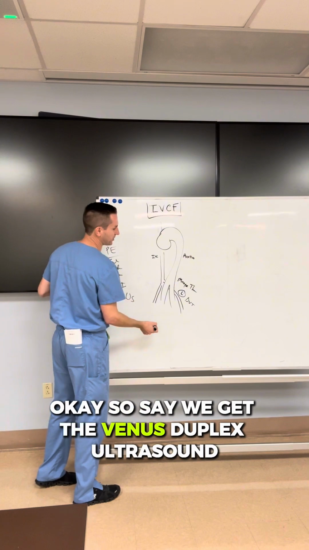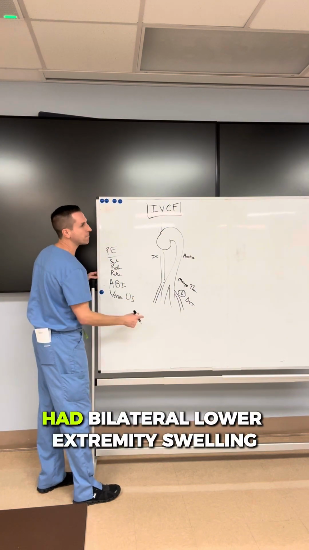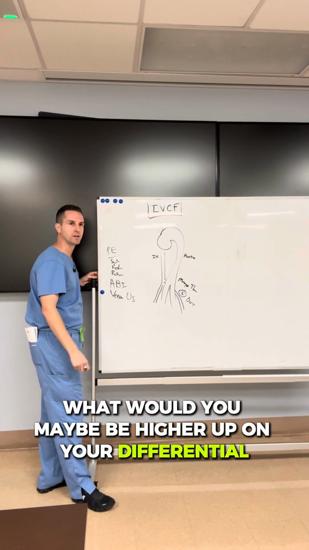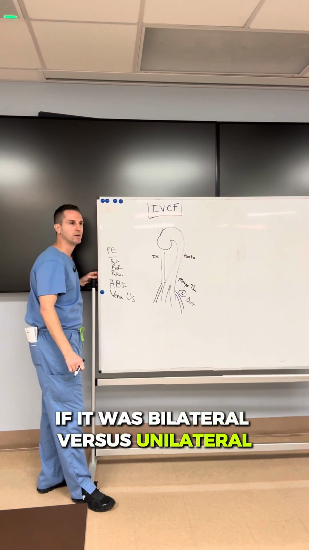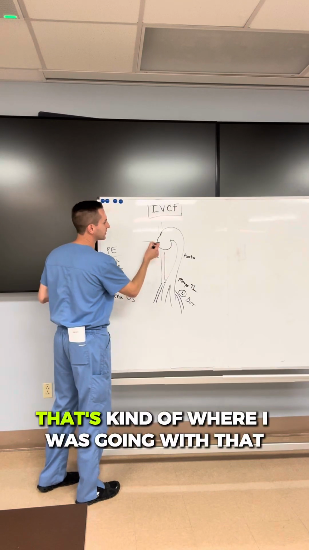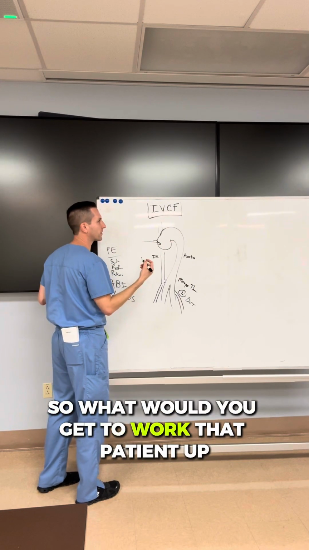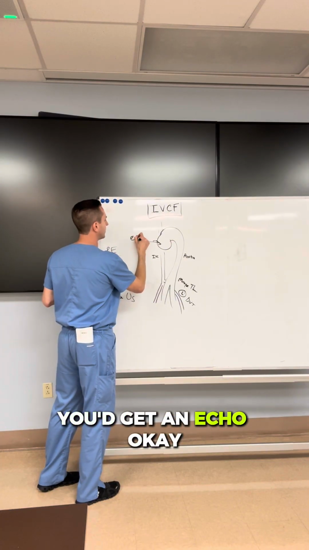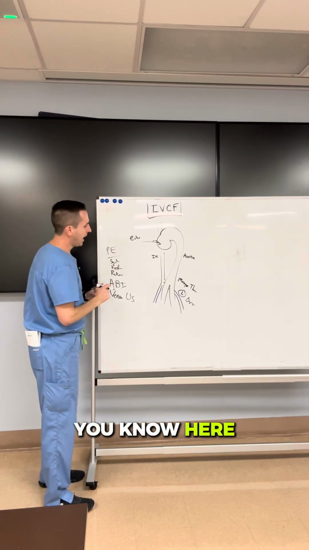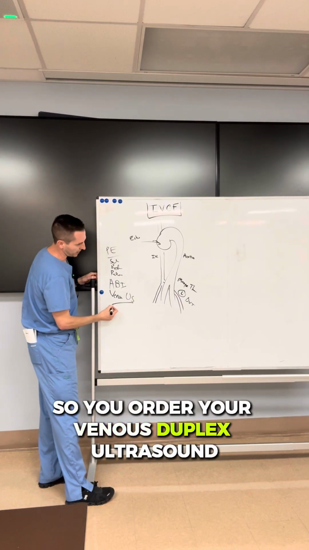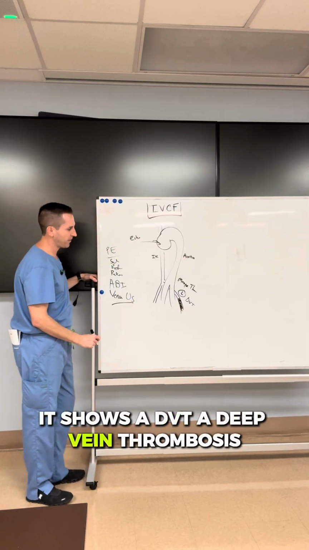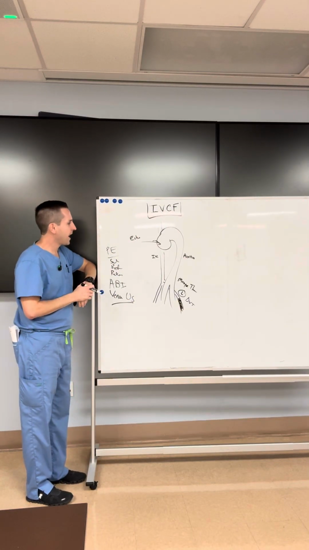So say we get the venous duplex ultrasound, and then what if the patient, though, had bilateral lower extremity swelling? What would you maybe be higher up on your differential, if it was bilateral versus unilateral? Heart failure, yeah, that's kind of where I was going with that. So what would you get to work that patient up? Echo. Yeah, you'd get an echo, okay? So again, just so we're thinking about the patient as a whole here. Okay, so you order your venous duplex ultrasound, and sure enough, it shows a DVT, a deep vein thrombosis, okay?